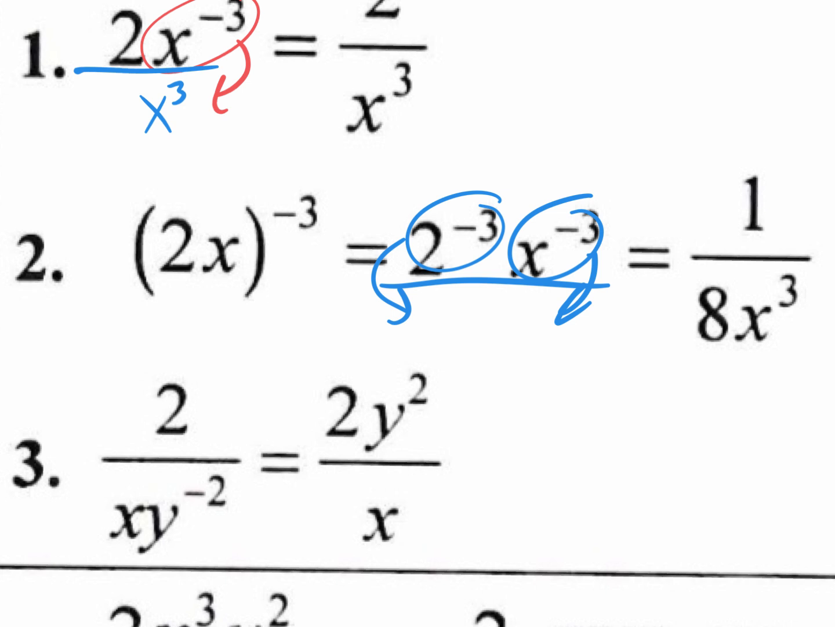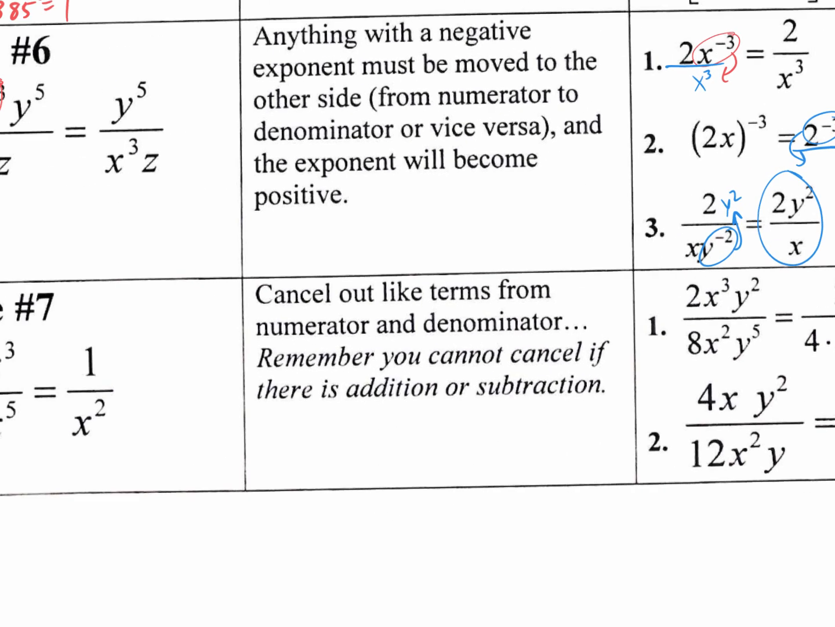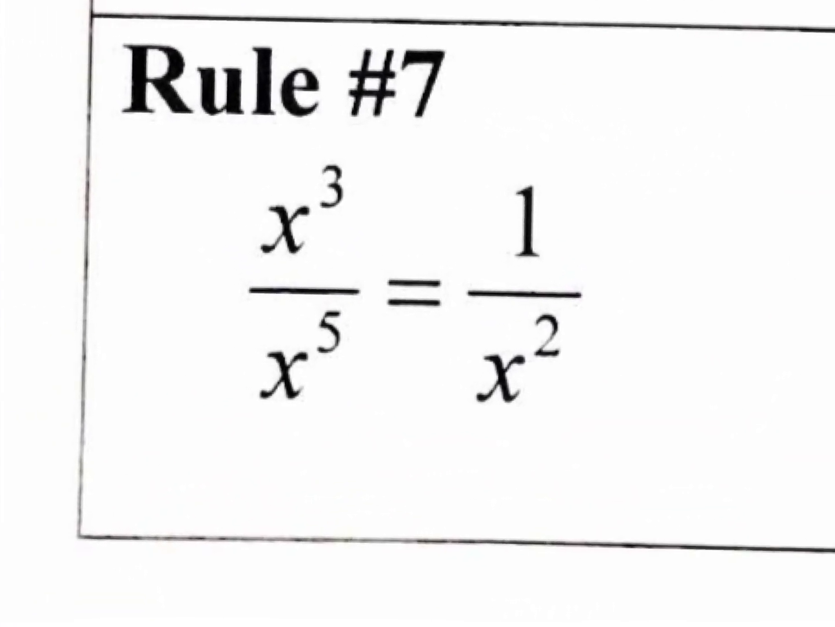On the third example, the only thing that has a negative exponent is the y. Everything else stays. This goes up, it becomes positive. There's your answer. Final rule is the canceling rule. We all know that 3 over 3 is 1, 5 over 5 is 1, 7 over 7 is 1, x over x is 1. So when you have x to the 3rd over x to the 5th, what is x to the 3rd? X to the 3rd is really x times x times x. What is x to the 5th?